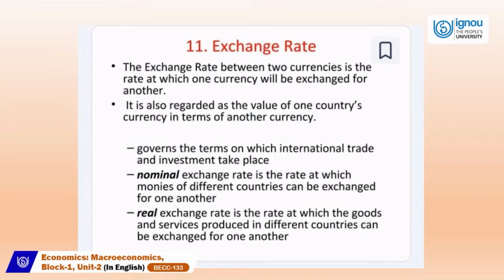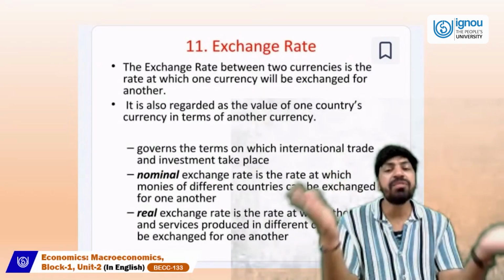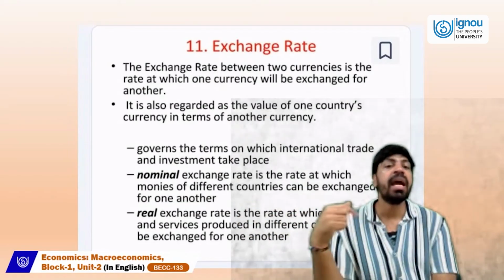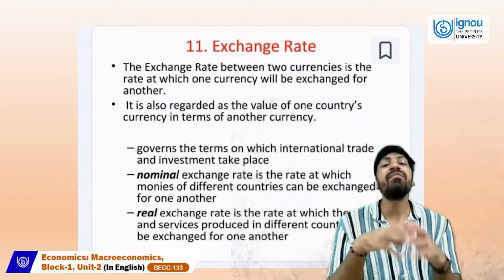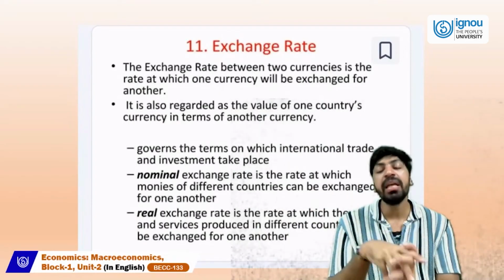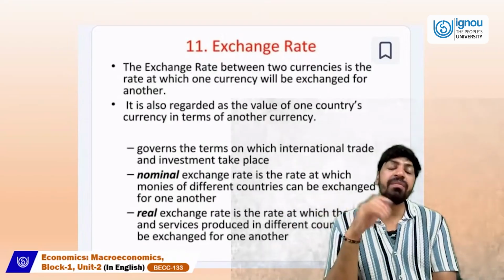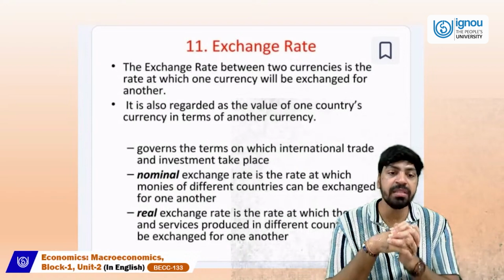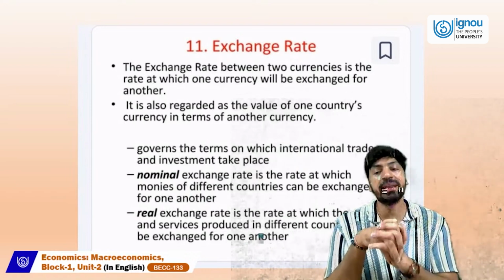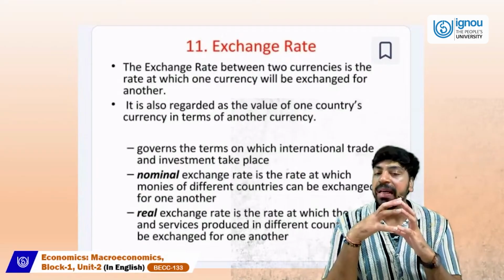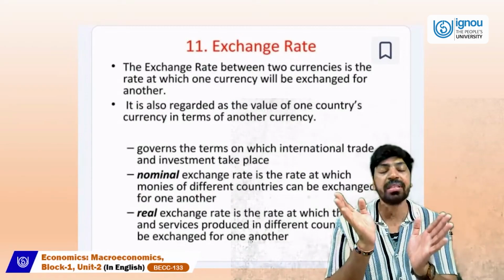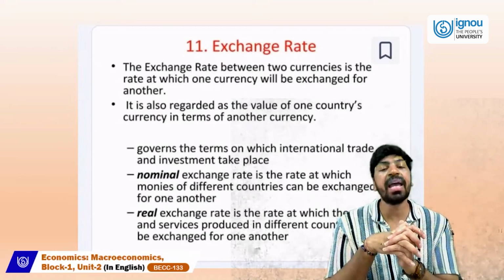So the rate, 87.56 and 1 rupee, is set by the central banks of different countries, where one currency will be exchanged for another, and it always refers to the value of one country's currency in terms of another currency. How this exchange rate is decided depends upon two categories: the nominal exchange rate and the real exchange rate. The nominal exchange rate refers to a rate where the monies of different currencies can be exchanged for one another.